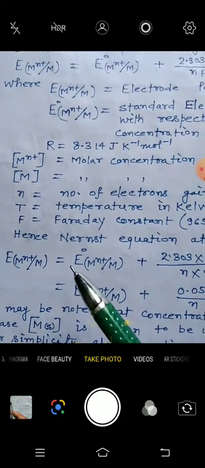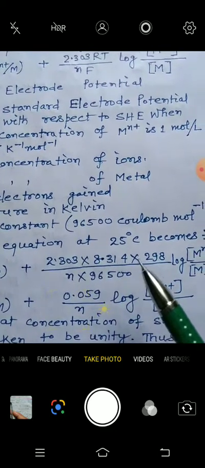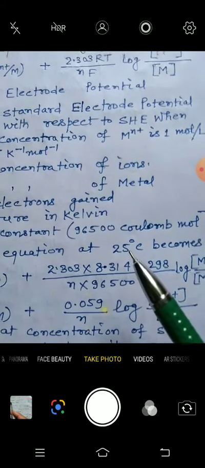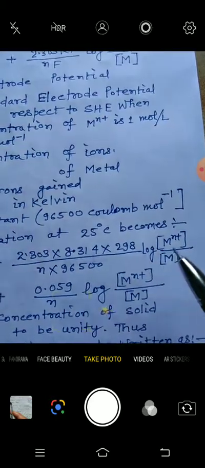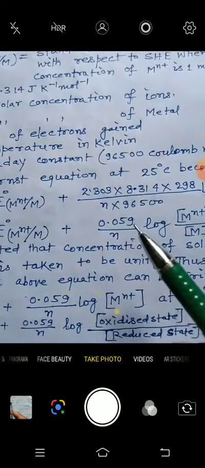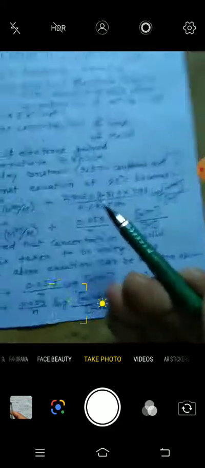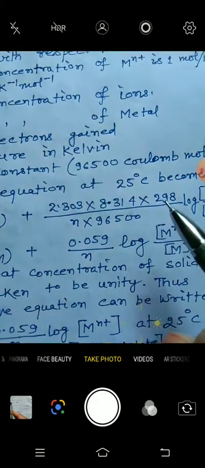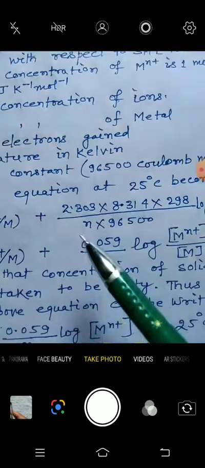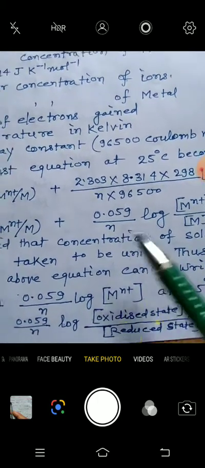Hence the Nernst equation at 25 degrees C becomes: the electrode potential is equal to the standard electrode potential plus 2.303 multiplied by 8.314 multiplied by 298, because when you convert 25 degrees C into Kelvin you get 298, divided by n multiplied by 96500, log of concentration of M^n+ by concentration of M. This is equal to E naught plus 0.059 by n, because all these things, 2.303 multiplied by 8.314 multiplied by 298 by 96500, after calculation become 0.059, and n is the number of electrons used in this reaction.